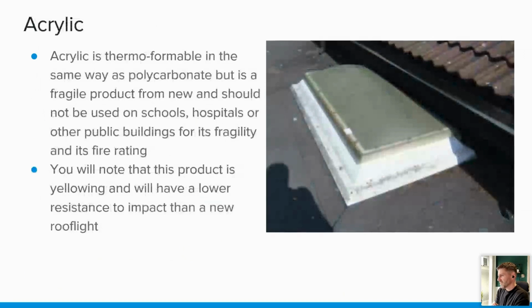Acrylic roof lights, usually you can tell these because they tend to yellow over time. They are thermoformable, as is polycarbonate, which is the modern day most popular roof light that we come across, but you still see these acrylic ones, usually yellow, on schools and hospitals. And again, these would need to be replaced, so you'd need to be looking at the upstands and things like that to make sure that we can get that 150 millimeters.